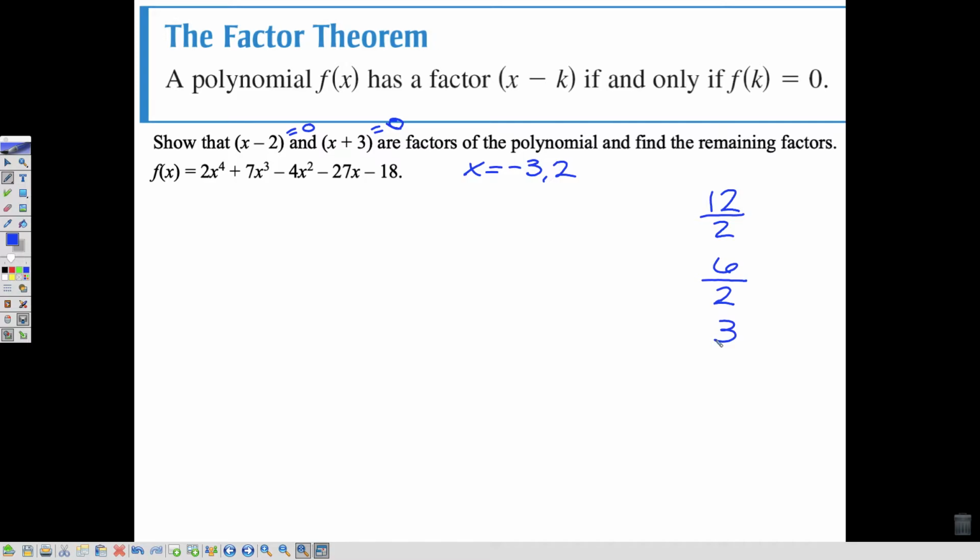Okay, so I'm going to do -3 first. Some people format this differently. They don't put this side line. They put a box around the -3 and just put a bar at the bottom. It doesn't matter. It's all the same. Is it in order? Yeah, my dividend is in order. Do I need to add any zeros? No. So 2, 7, -4, -27, -18.